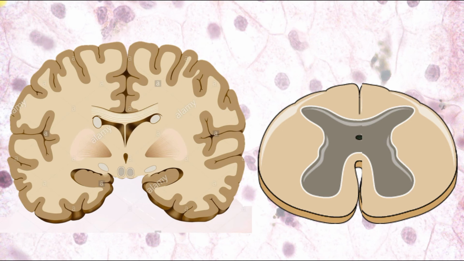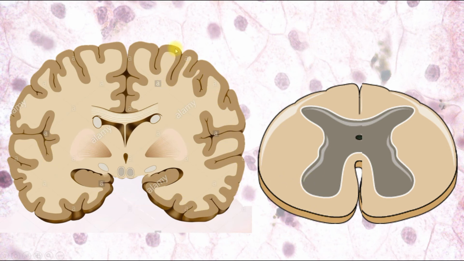So perikaryons of neurons and all surrounding structures are present in gray matter, in the spinal cord and inside the brain. And also we have white matter. What is white matter? White matter contains processes of neurons, axons and dendrites, and glial cells, but cell bodies of neurons in white matter are absent. So white matter is the conductive pathways of the brain and spinal cord.